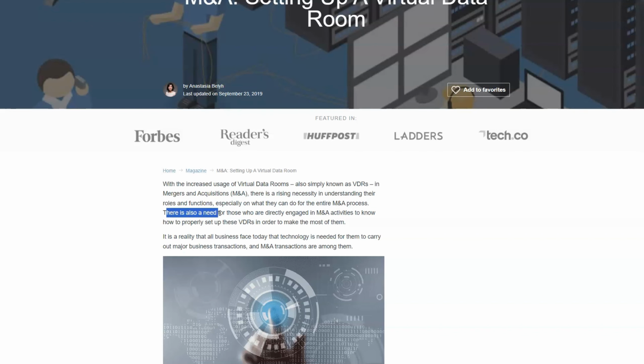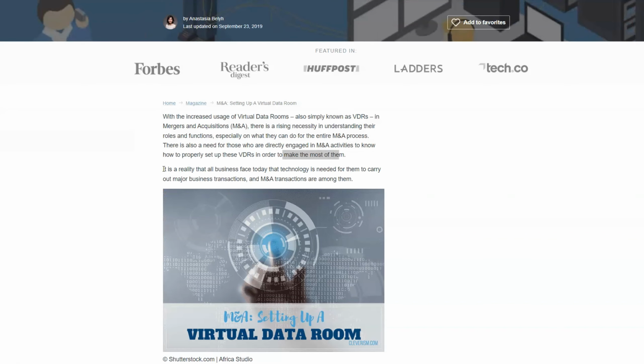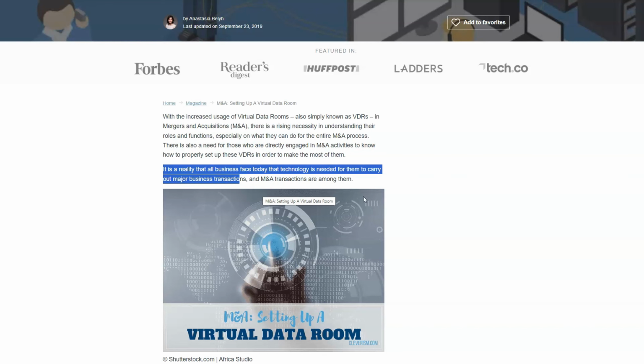There is also a need for those who are directly engaged in M&A activities to know how to properly set up these VDRs in order to make the most of them. It is a reality that all businesses today need technology to carry out and measure business transactions, and M&A transactions are among them.